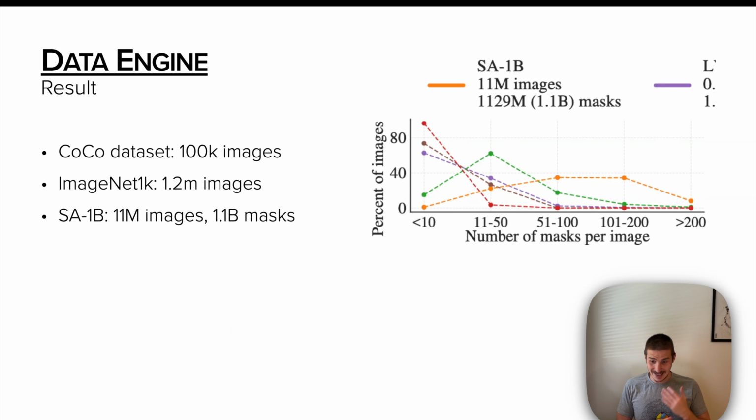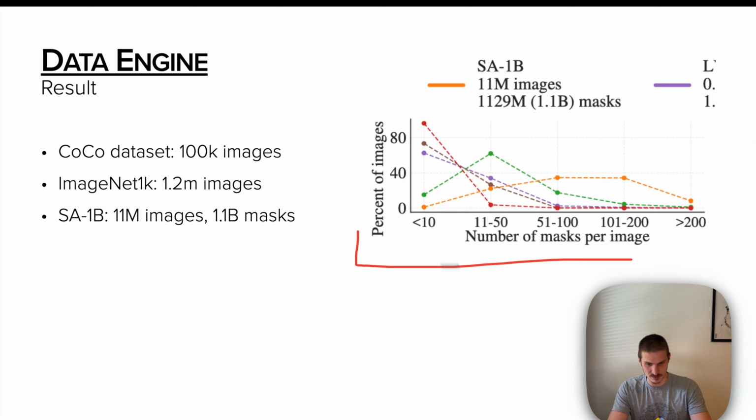As a result, they collected a huge dataset, called SA1B. It has 11 million images and 1 billion masks. Just to give you a perspective, the COCO dataset that is typically used for object detection, to compare different models, only has around 100K images. The famous ImageNet dataset that gave us ResNet, that gave us convolutions, only has 1.2 million images. And SA1B, the SAM dataset, is basically 10 times bigger than that, and it has a lot of masks.